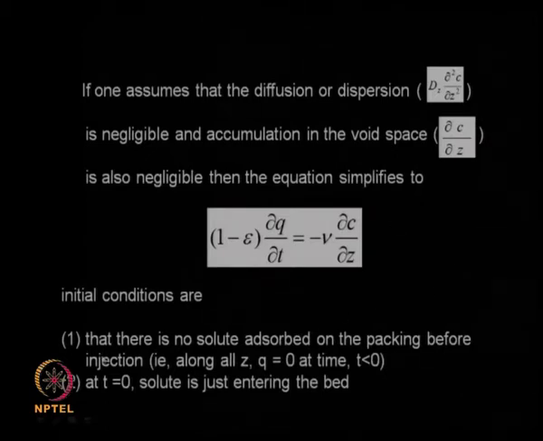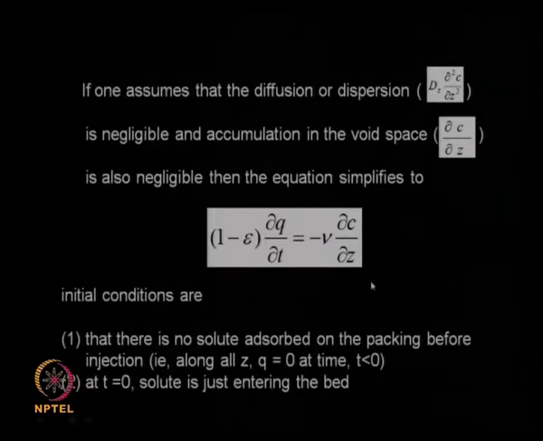Now you need some initial conditions. The initial conditions are that there is no solute adsorbed on the packing when the time is 0 or less than 0, because we have not injected any solute. We inject solute only at time equal to 0. So at any place inside the column when time is less than 0, q equal to 0, and at t equal to 0, we inject the solute at the entrance of the bed, because only at the entrance we are injecting.